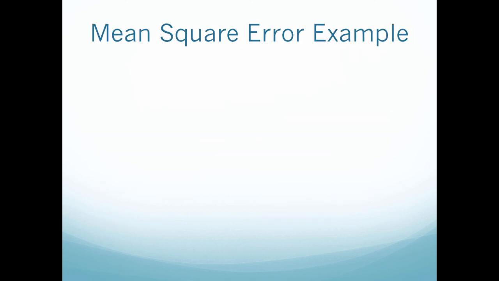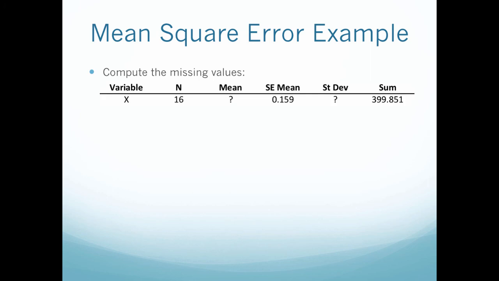Let's look at one more example incorporating our mean square error. There's a program called Minitab, a statistical program where you can put in pretty much any statistical question and it will pump out an array of answers for you. Here, this is a Minitab output, and it tells you a bunch of information. It tells you that I have a random variable x, a sample size of 16, a mean that I'm supposed to calculate, a standard error of the mean, which is 0.159, a standard deviation that I also have to solve, and a sum of 399.851.